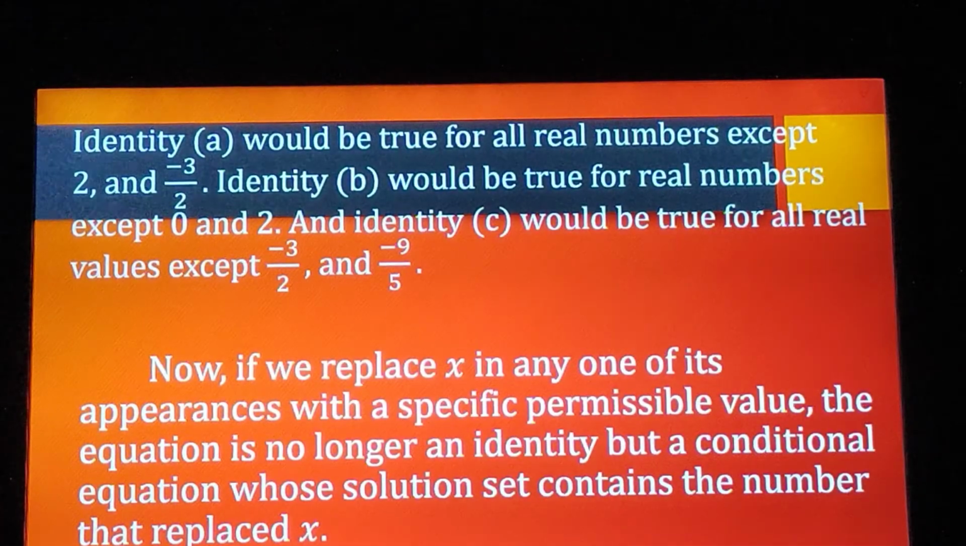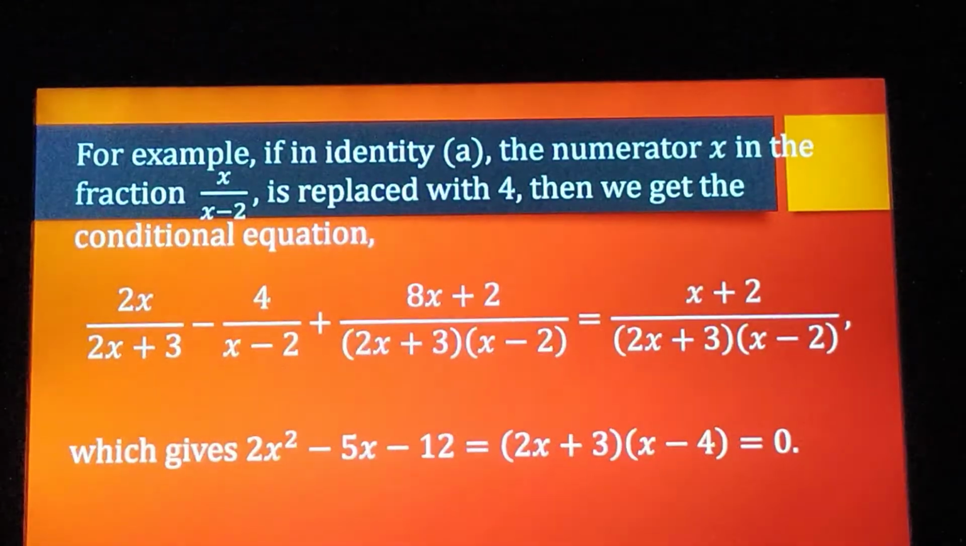Now, if we replace x in any one of its appearances with a specific permissible value, the equation is no longer an identity, but a conditional equation whose solution set contains the number that replaced x. For example, if in identity A, the numerator in the fraction x over x minus 2 is replaced with 4, then we get the conditional equation. So notice that in the second fraction here, the numerator is now 4. It's no longer x because it is replaced by 4.